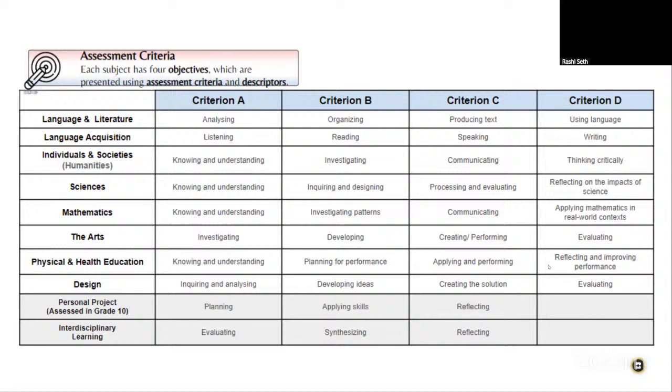Ma'am, how is a personal project different from the projects that we do in, for example, language, literature, or sciences? I will go into detail. Good question. I'll answer it later.